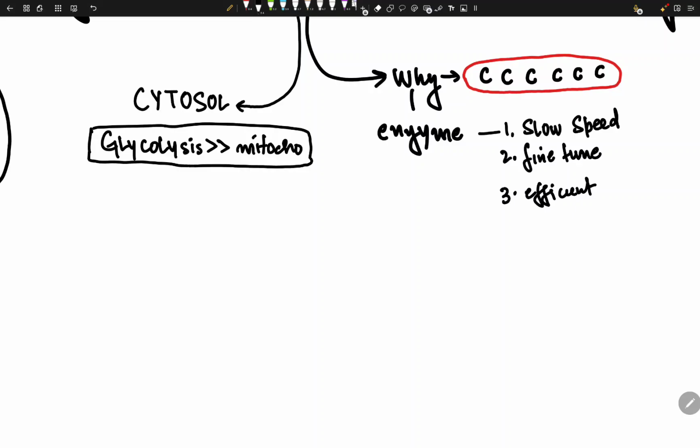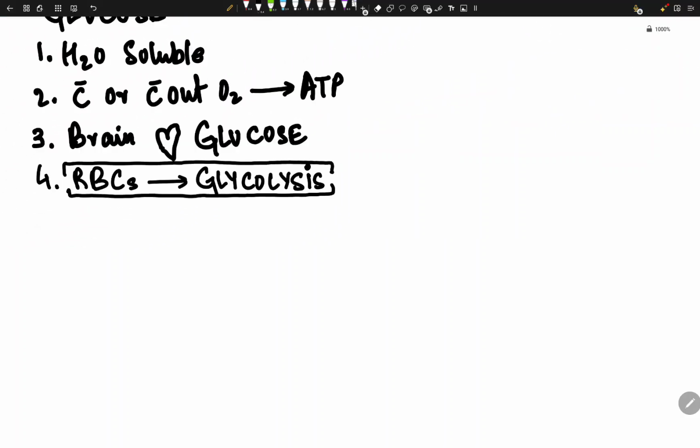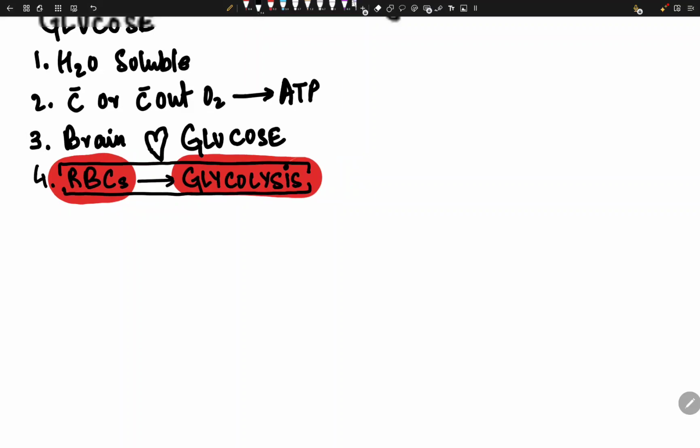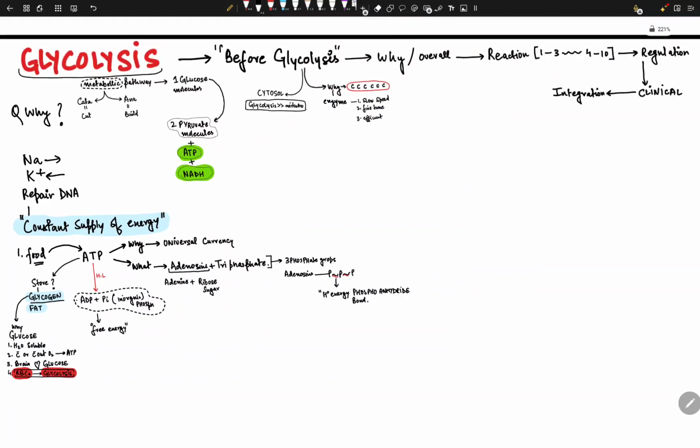A part of which cells? Eukaryotic cells. This is the reason even today cells without mitochondria, which are your RBCs, can still generate ATP using glycolysis. That's the reason why RBCs prefer glycolysis, right? So that gave you a good introduction to glycolysis.